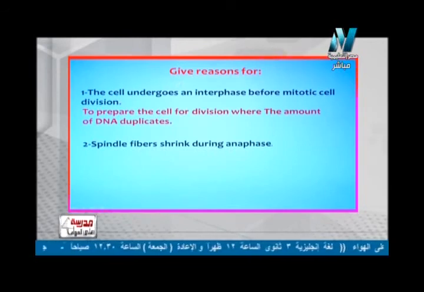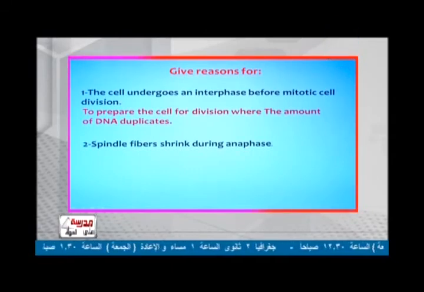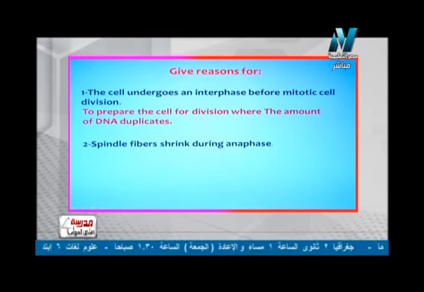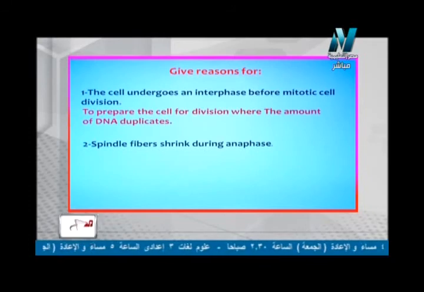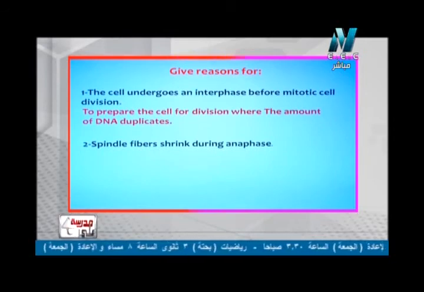Next, spindle fibers shrink during the anaphase. Give reason. Why during the anaphase do the spindle fibers shrink? Anaphase is the third stage. What happens during the anaphase? The chromosomes split. What makes them split? The spindle fibers shrink, meaning pull. We divided them into 2 halves, each half in one pole of the cell.